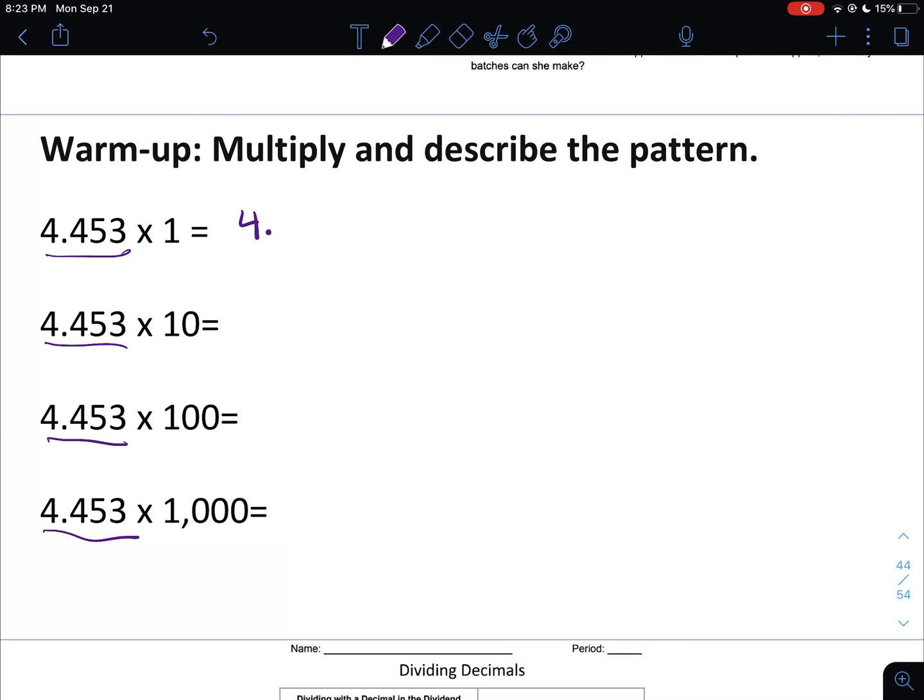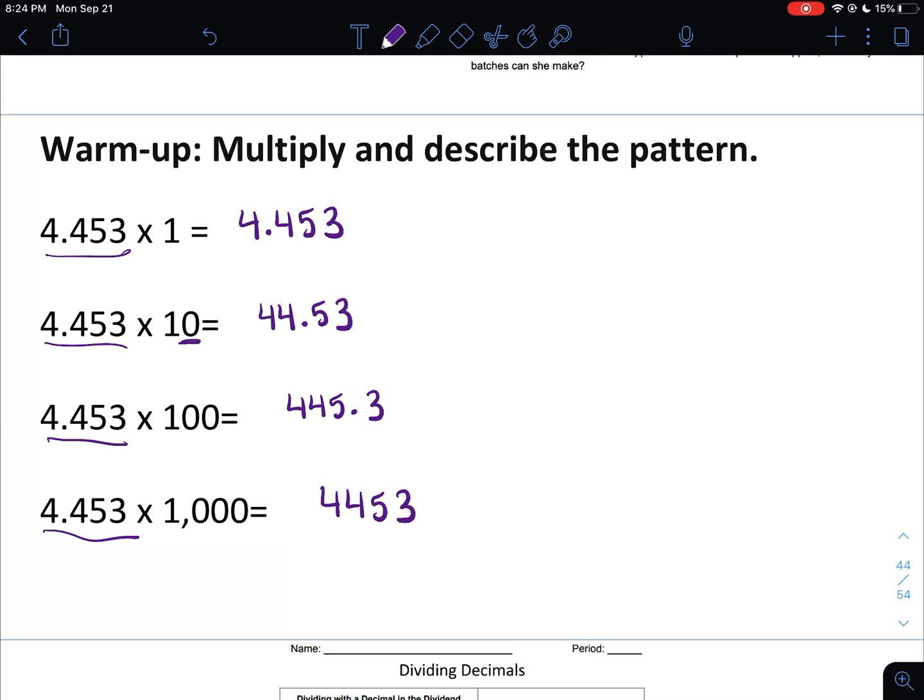Okay, so in all of these problems, for the first one, you should have just gotten 4.453. Nothing happened. It just stayed the same. For the second one, you should have gotten 44.53. The third one should be 445.3. And then the fourth one is 4,453.